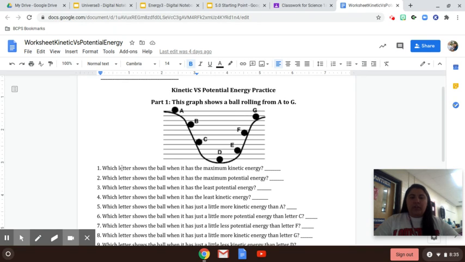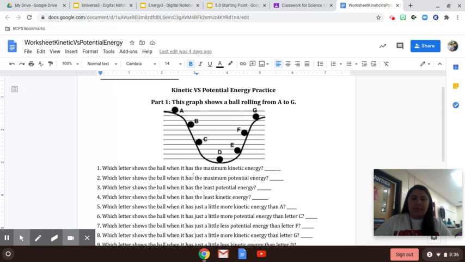It says, which letter shows the ball when it's at the maximum kinetic energy. So we talked about that yesterday. As it's at the top of the highest hill, it has the most potential. And as it goes down, when it reaches that lowest point, it has the most kinetic. And then as it starts to go back up, it loses that kinetic. Well, it doesn't lose it, it transfers it into potential energy. So that would be D, which shows the most kinetic.